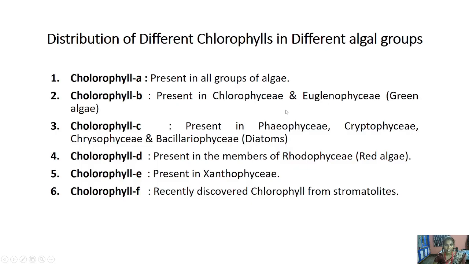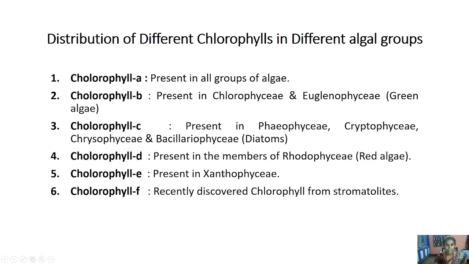Both of them are green algae. One is a little bit lighter in color and one is a little darker in color. Then the third type of chlorophyll, chlorophyll C, is present in Phaeophyceae. Phaeophyceae are commonly called brown algae. Cryptophyceae are called golden brown algae, and Bacillariophyceae are otherwise known as yellow-green algae. So chlorophyll C is generally present in Phaeophyceae, Cryptophyceae, Chrysophyceae, and Bacillariophyceae.